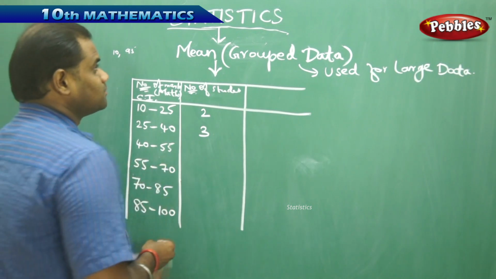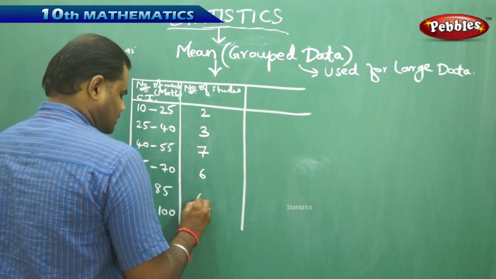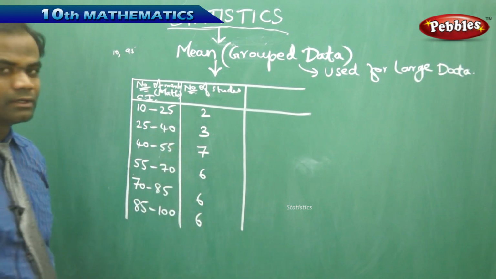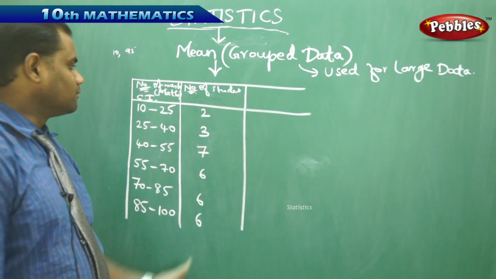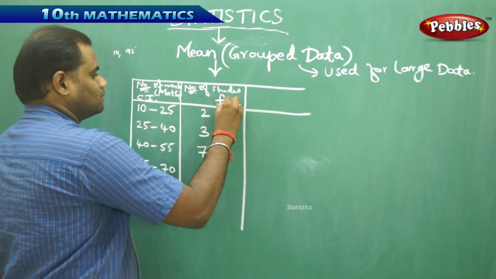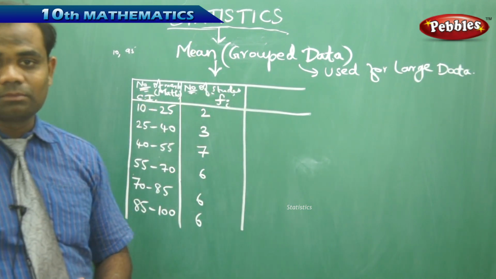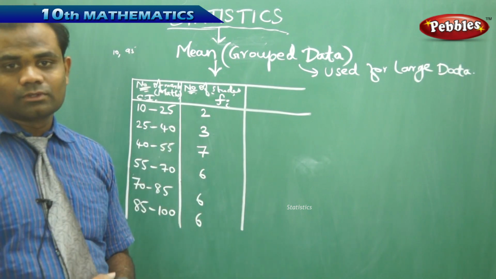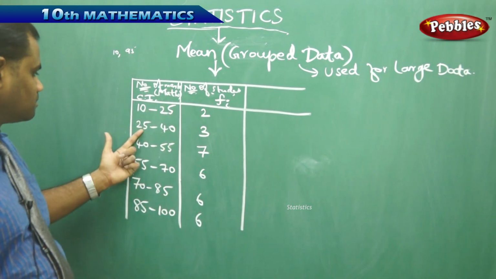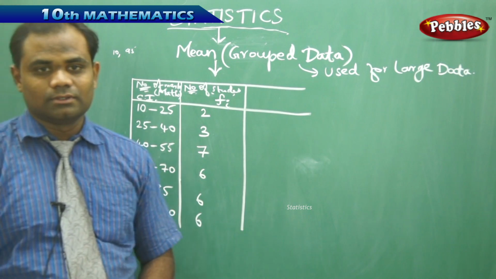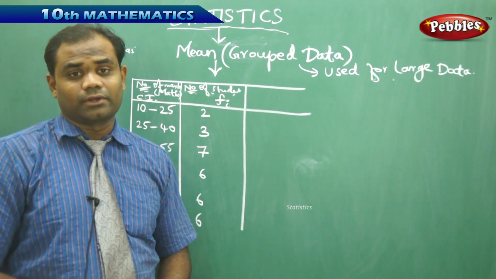Between 40 and 55, I get 7, then 6, and 6 in number. Now this is the grouped data, where the class interval and the frequency are given. So this is how we have the number of students and marks obtained in groups. The complete data, which had so much data, is restricted to the simplest data, which has only 6 groups.